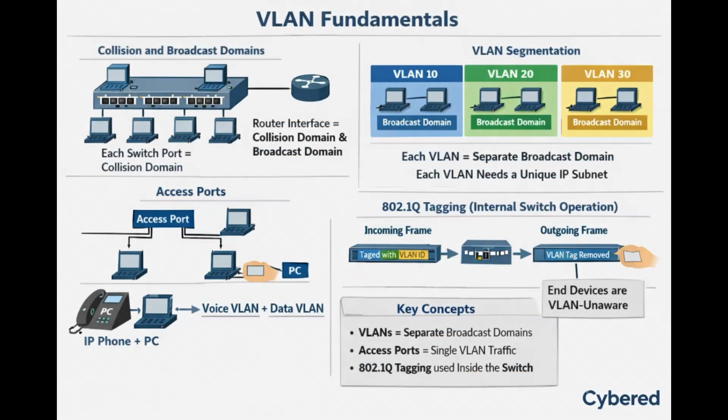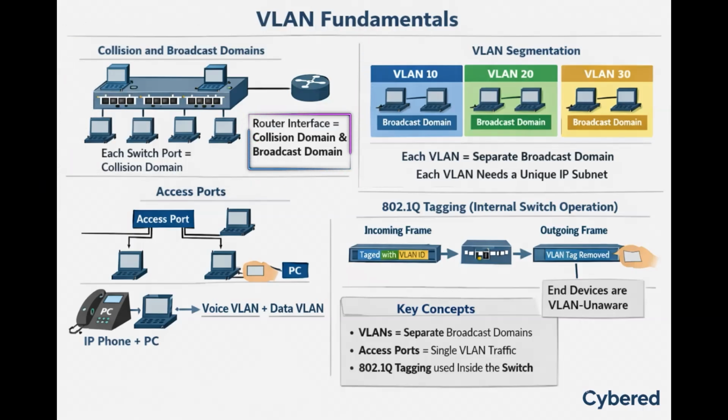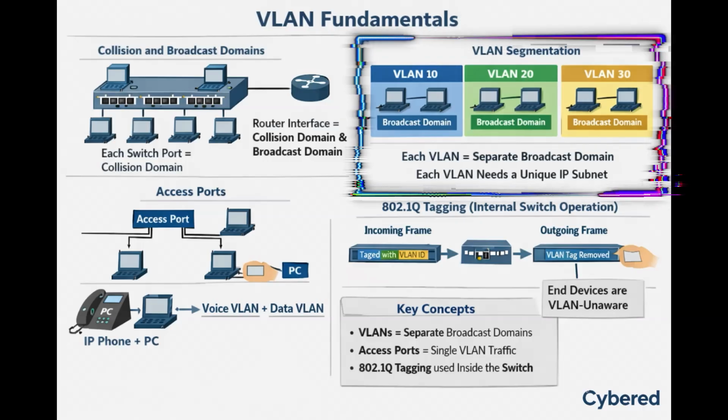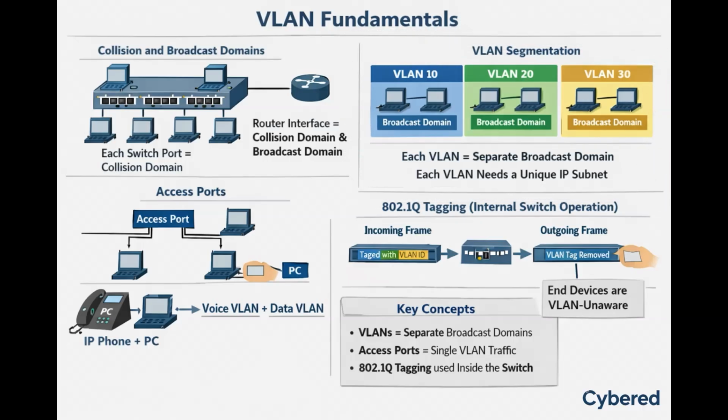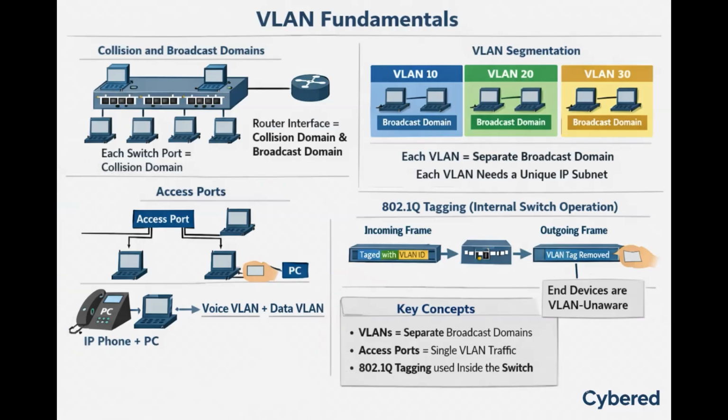Key concepts: each switch port is a collision domain. Each router interface is both a collision domain and a broadcast domain, and VLANs divide a single physical network into multiple logical broadcast domains. Each VLAN must be assigned a unique IP subnet, since devices still require IP addressing to communicate. Switch ports assigned to end devices are called access ports, and each access port belongs to a single VLAN, except when using a separate voice VLAN alongside a data VLAN.